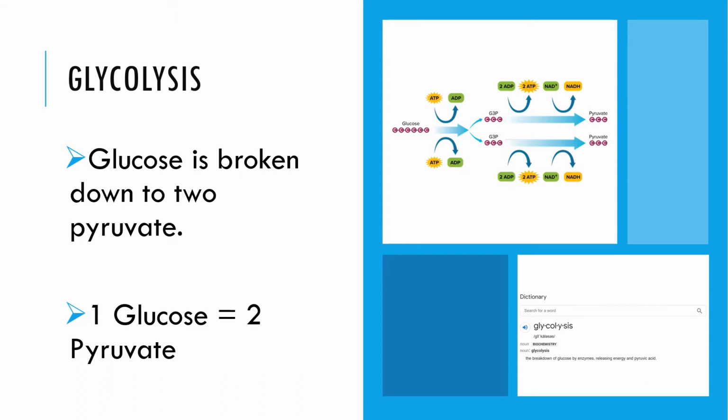Glucose is a 6-carbon molecule, and basically what happens is energy is used to break it down into 2 G3P molecules, which are each 3-carbon molecules, and then 2 ADPs are going to pick up a phosphate to make ATPs, and 2 NAD pluses are going to pick up hydrogen ion to become NADHs. When that happens, the G3Ps end up becoming pyruvates. So here, 1 glucose becomes 2 pyruvates. 1 6-carbon molecule breaks down into 2 3-carbon molecules.